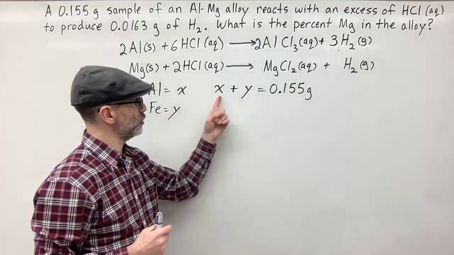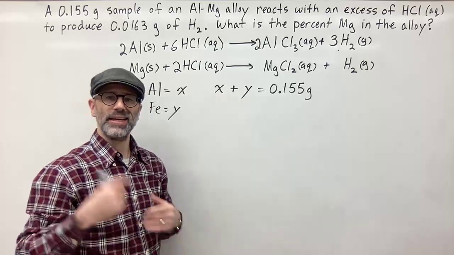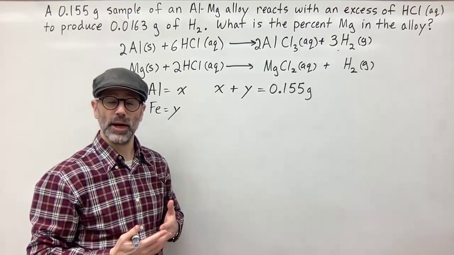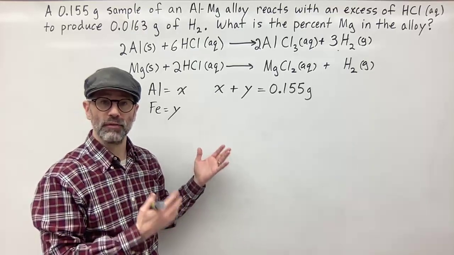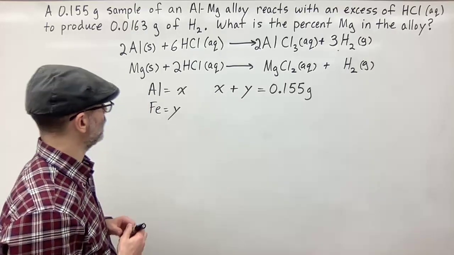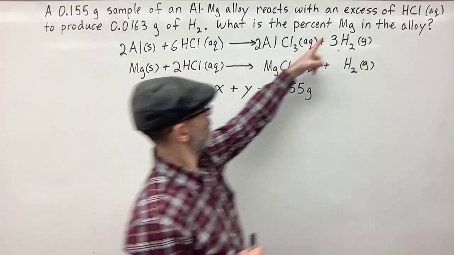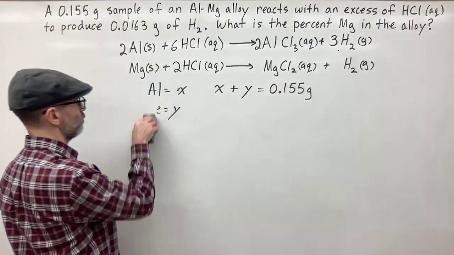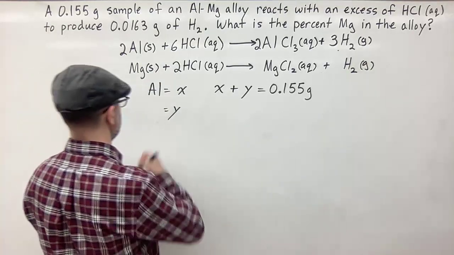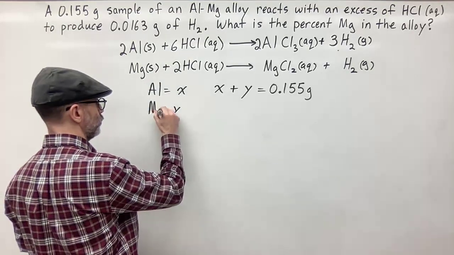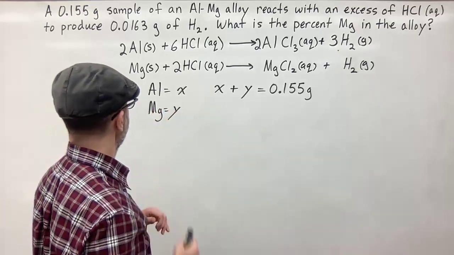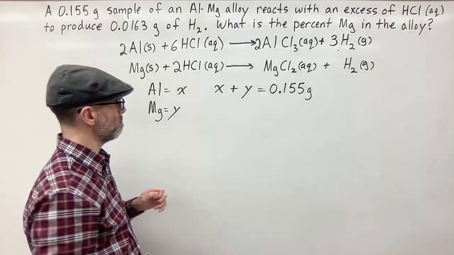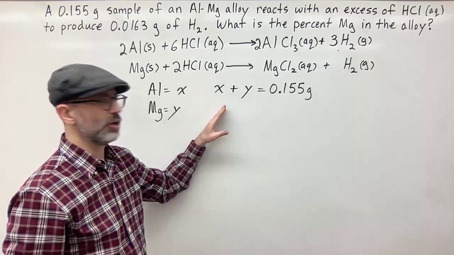But notice I have two unknowns. So I need a second equation in order to do a system of equations and solve for one of the unknowns. In this case, we want to find magnesium, which is, oops, I said iron. Why did I say iron? It's magnesium. Sorry for the confusion. Okay, so magnesium is Y, so I'm going to have to solve for Y. But I need another equation.